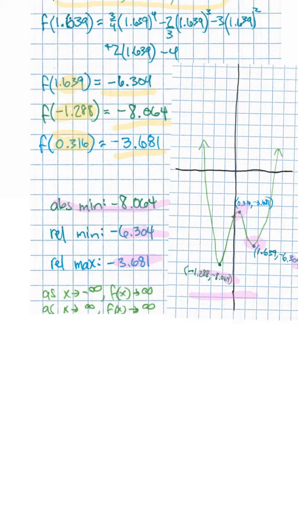Now, I don't truly have an absolute maximum because my end behavior goes up and up forever on both ends. So I'm just adding this note at the bottom that as x approaches -infinity, f(x) approaches infinity, and as x approaches infinity, going off to the right, then f(x) goes up to infinity as well.